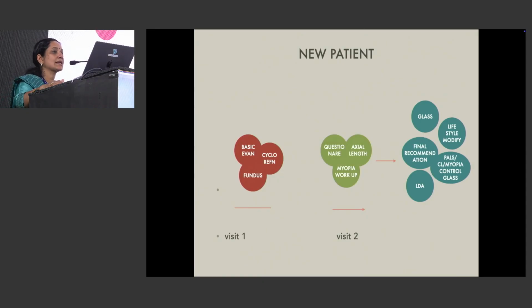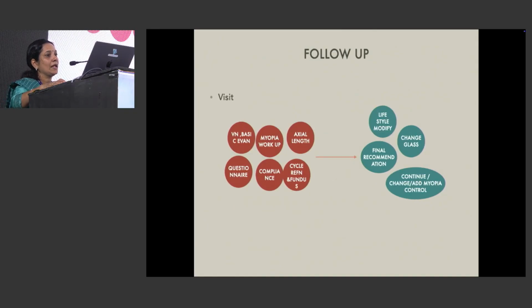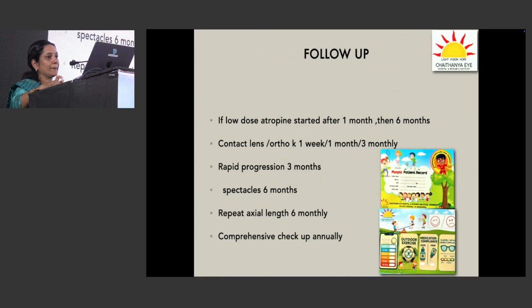So if a new patient is coming to the myopia clinic, you do a basic evaluation, cycloplegic refraction, and fundus in the first visit. And when they are coming for PMT, you can give them the questionnaire, axial length, myopia workup, and give the final recommendation. If it is a follow-up patient, they can go directly to the myopia clinic and do the basic evaluation and axial length, and see the compliance with the already given treatment, whether they are strictly adhering to the lifestyle modification we have told them and the myopia control measures they are following, and you can change it or continue with the same control measure depending on how they are doing.